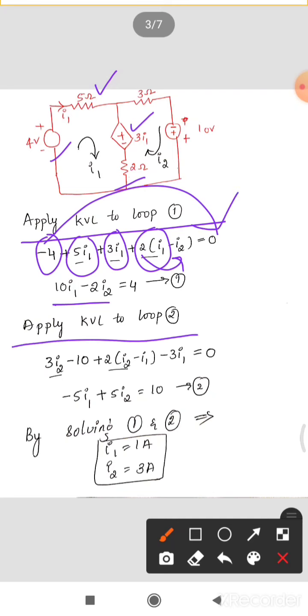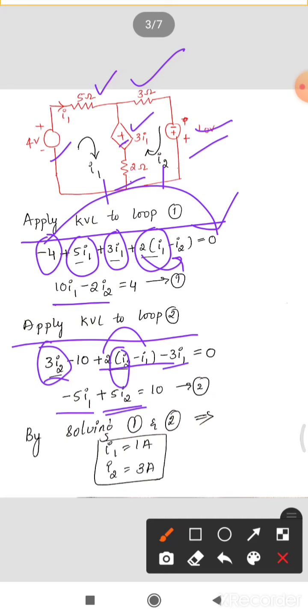Apply KVL to the second loop. You can write, start from this: 3 I2 minus 10 volt, plus 2 (I2 minus I1). You are reaching the negative of the dependent source. Directly you can write, dependent or independent, it is a voltage source. So minus 3 I1 equal to 0, right? Simplify this: 3 I2 plus 2 I2, which is equal to 5 I2, and then minus 2 I1 minus 3 I1 is minus 5 I1, equal to minus 10. Sending that side, it will be 10.